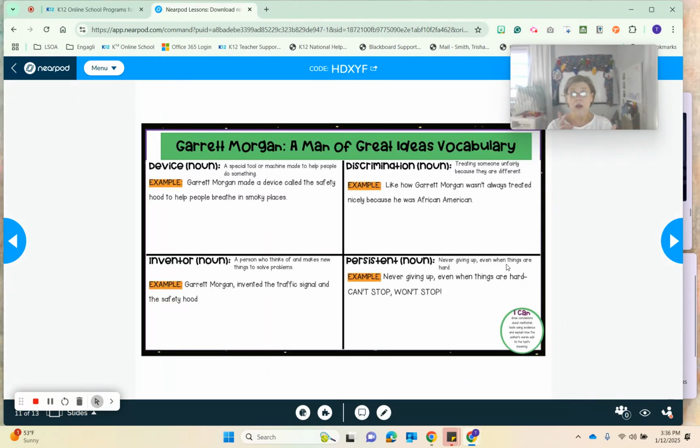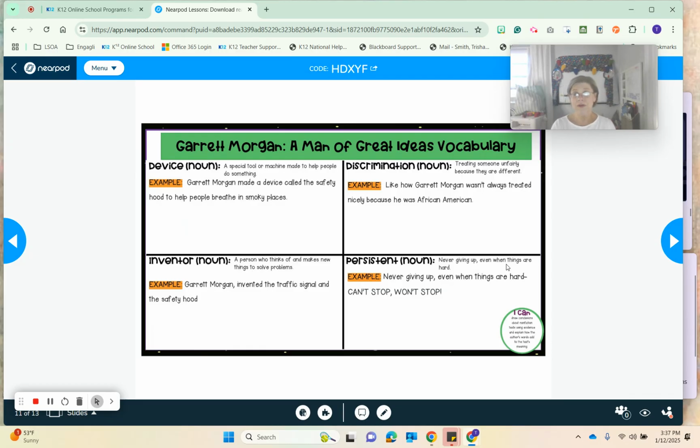So, before the break, on Mondays, you would always rewrite your definition in your own words. We're kicking it up a notch now. Now, I've already given you the definition. So the definition of each vocabulary word is next to the word. And then underneath it, I've given you an example sentence. You are going to write your own example sentence for those vocabulary words. So just like I wrote an example sentence using the word device, Garrett Morgan made a device called a safety hood to help people breathe in smoky places.